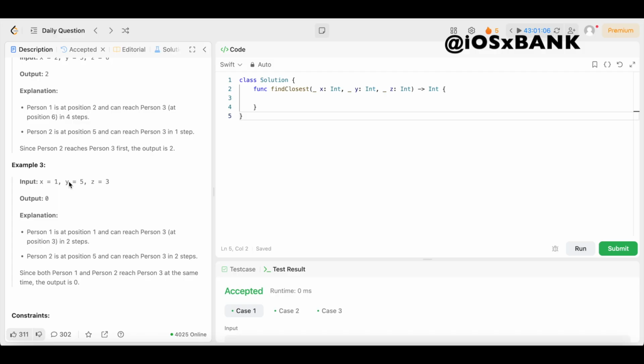Say we subtract 5 from 3, that's going to give us a -2. The absolute value of that is 2. Then say we subtract 1 from 3, that's going to give us an absolute value of 2 as well. And since they both are 2 steps away, our output is 0.